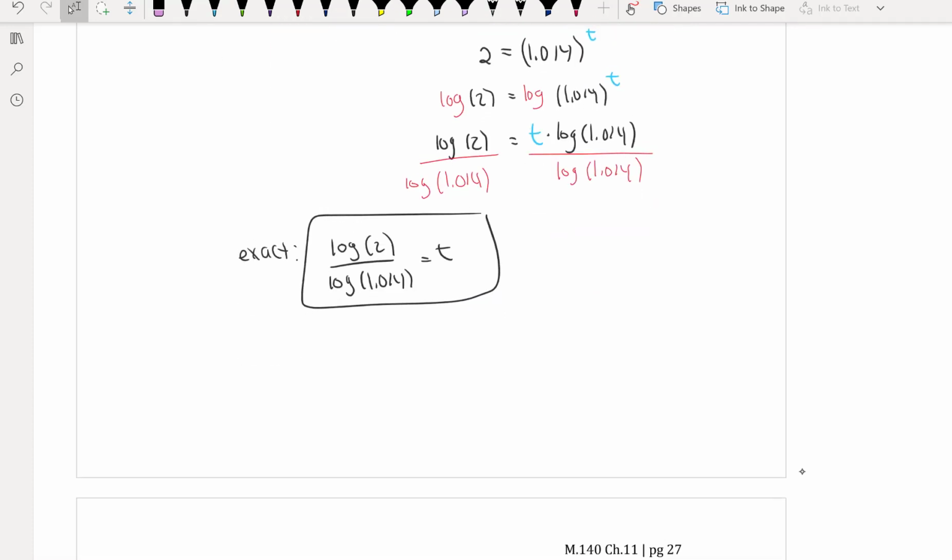So you don't say, oh yeah, the time is log 2 divided by log of 1.014. I think maybe the only person in the world that would understand you is a really big math nerd, right? I don't think you were like, oh yeah, I'm log 2 of log of 1.014 years old today. Everybody's gonna be like, what? How old are you? So make sure that you give me the decimal approximation.